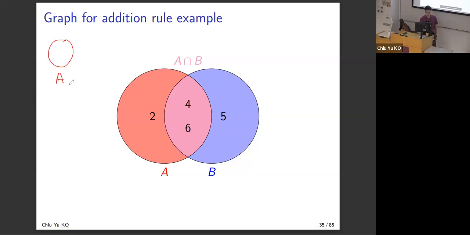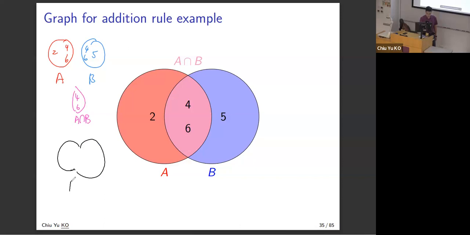Remember what A and B are here. A has 2, 4, 6, so 3 elements. And we have B here: 4, 5, 6. And we have 10 here, where 4 and 6 are in both A and B. What we want to ask is, what is A union B, which is 2, 4, 5, 6.